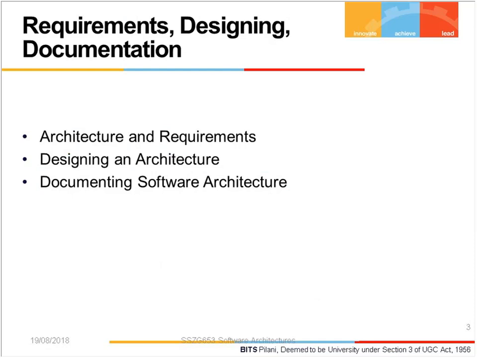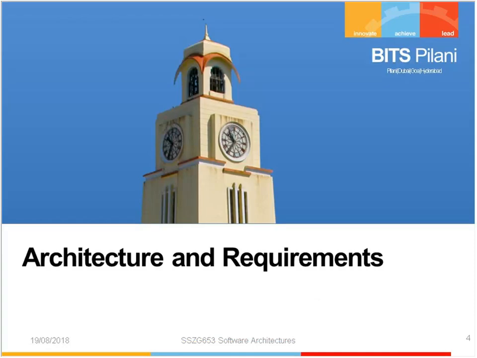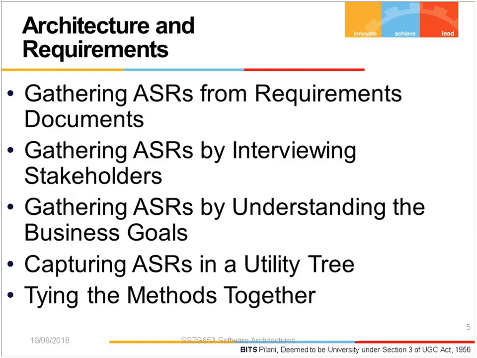Now, we talk about architecture and requirements, designing an architecture, and documenting architecture. Now, there's something called an architecturally significant requirement, and in short, we call it an ASR. Where do you get them?